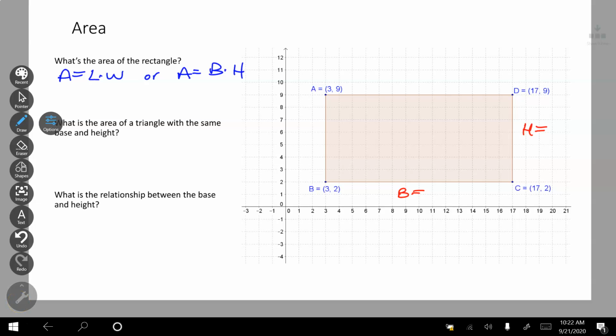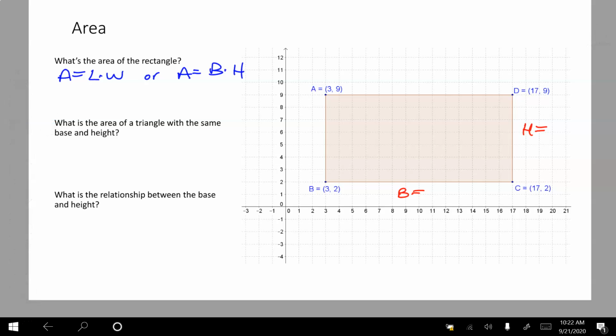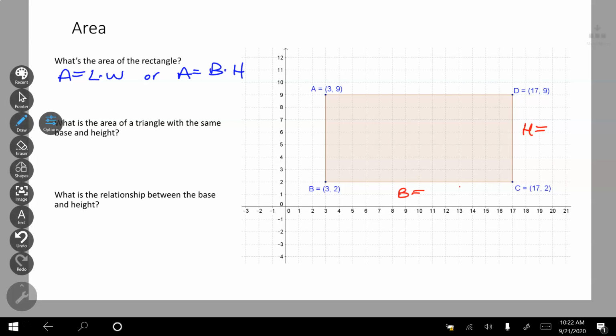Area of a rectangle that you should know is area equals length times width, or I'm going to use base times height. Here's my base on the bottom here, and here's my height on the side here. And this base by counting squares is 14. This height by counting squares is 7. So my area for this rectangle is 14 times 7, or my area is equal to 98 square units.